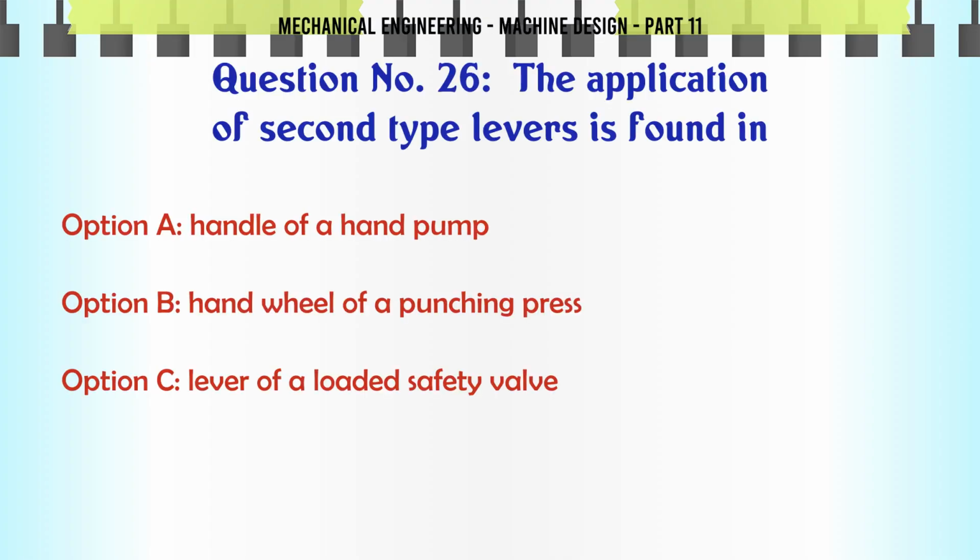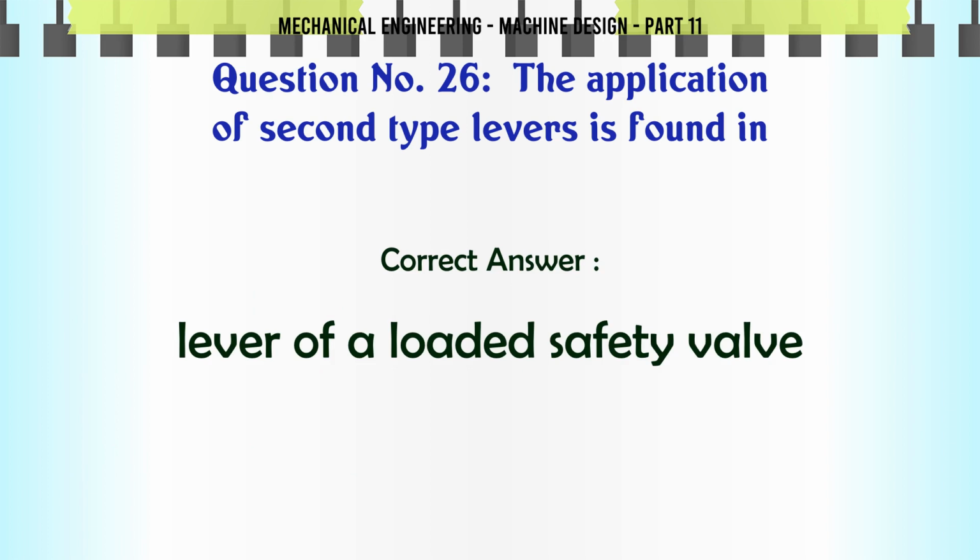A. Handle of a hand pump, B. Hand wheel of a punching press, C. Lever of a loaded safety valve, D. A pair of tongs. The correct answer is lever of a loaded safety valve.